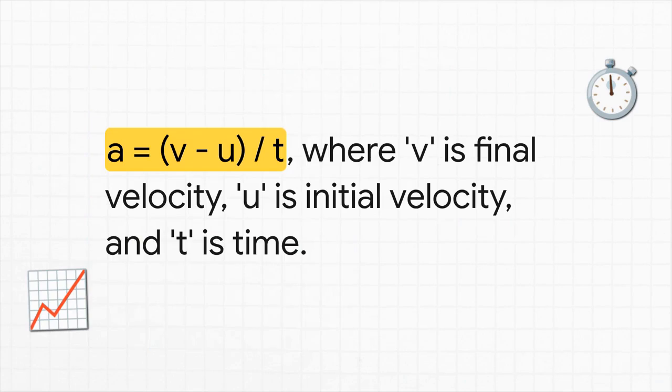And of course, there's a formula for it. a is our acceleration. All it is is your final velocity, v, minus your initial velocity, u, divided by the time it took to make that change. This one little formula is basically the foundation for everything we're talking about today.